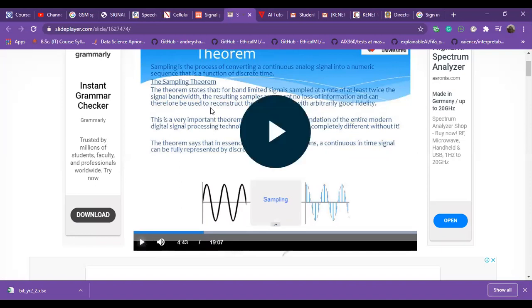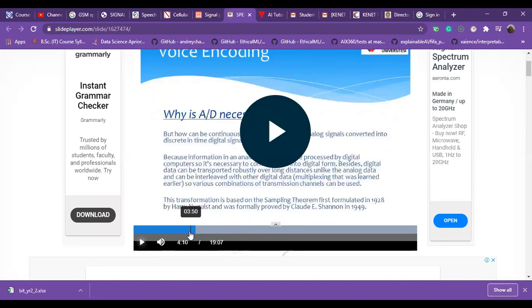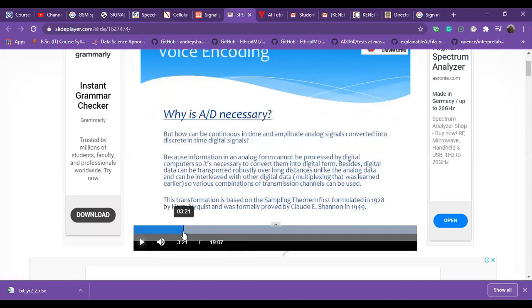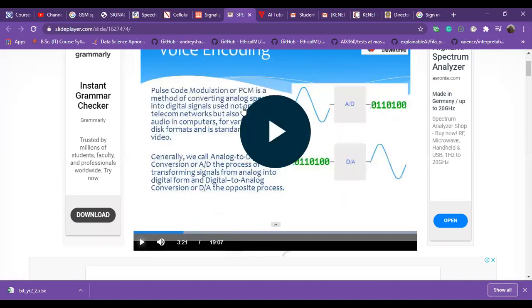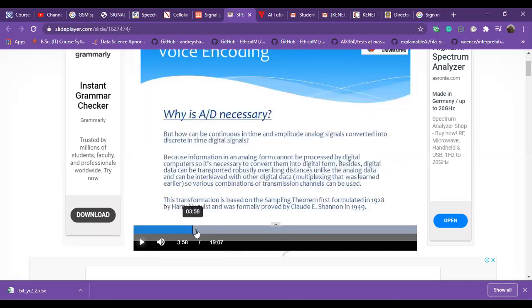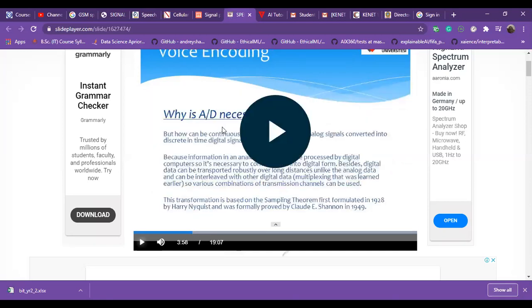So if I just pause there, this video has talked about various aspects, especially a good number concerning voice encoding, whereby you have pulse code modulation, where we have to convert analog speech into digital signals. And they have talked about why it's necessary. It's necessary to convert it to digital form because a lot of information is processed by digital devices.